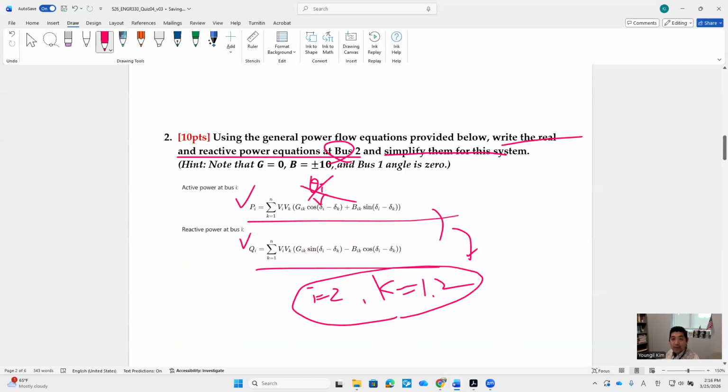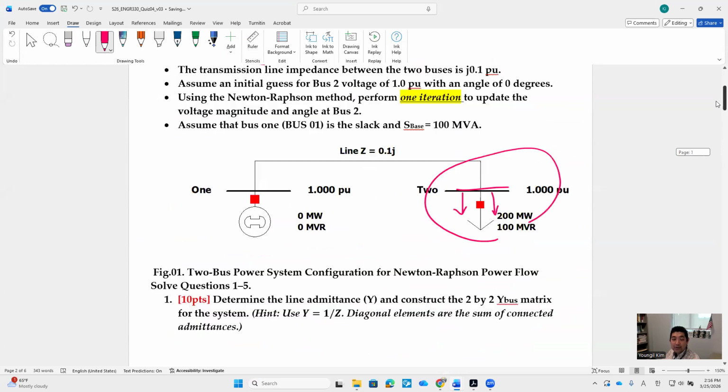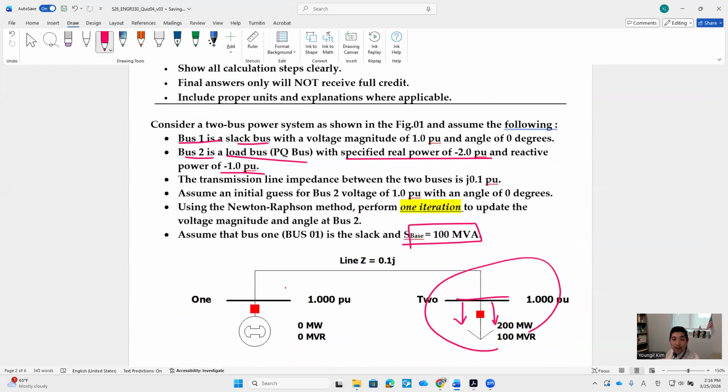The bus one angle is 0, and the amplitude is 1. Okay, here. This is the Slack bus. Slack bus is what? 1, 0. Why? Because that is like the reference value. Okay, sorry about that.